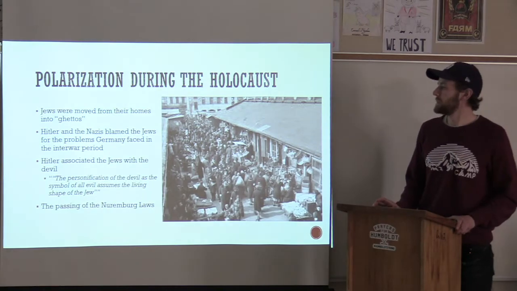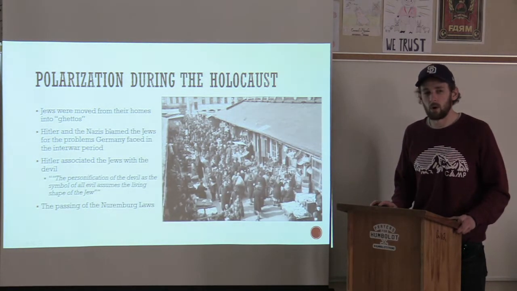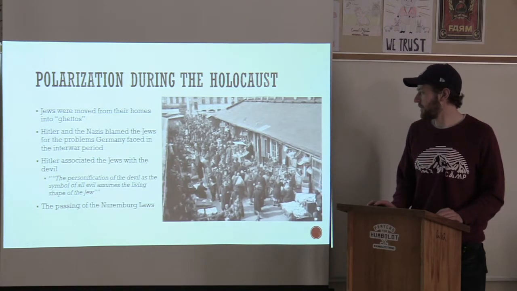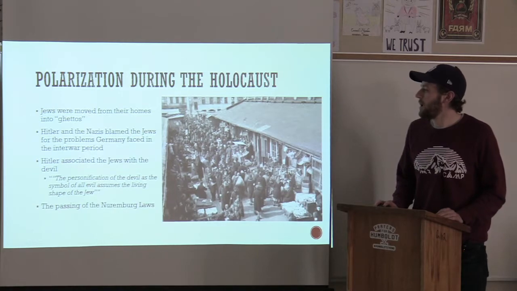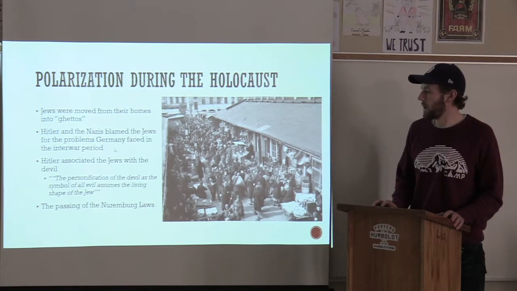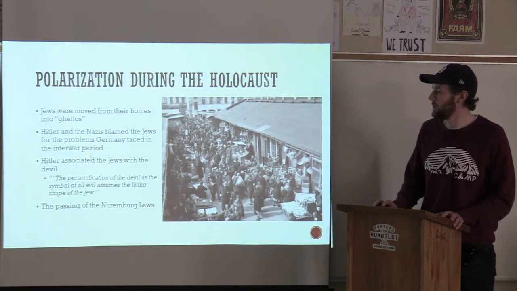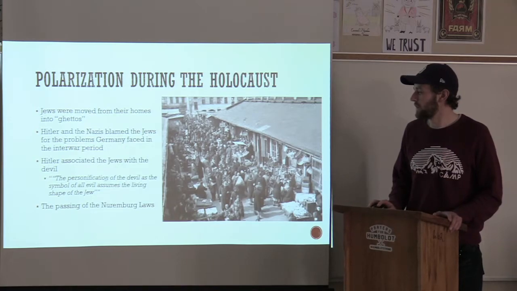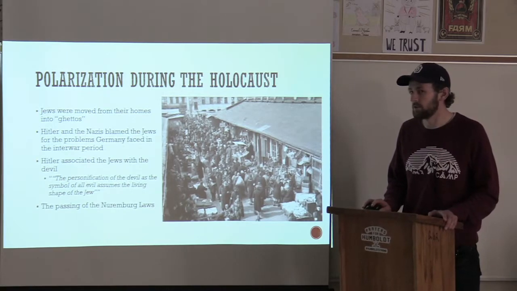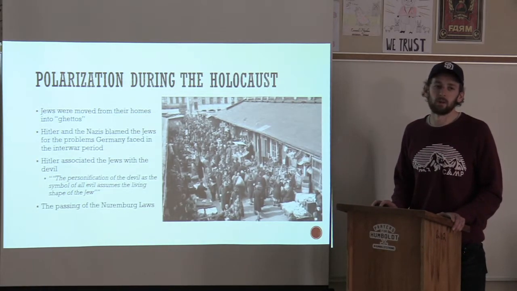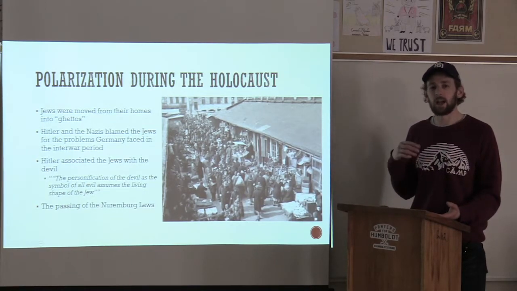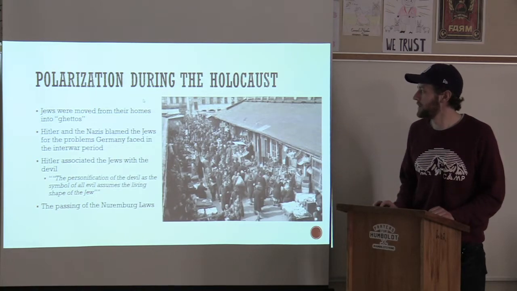So during the Holocaust, we see this polarization by moving the Jewish people from their homes, which would be embedded all throughout Nazi Europe in regular neighborhoods, into ghettos. This photo down here is a Hungarian ghetto. The Nazis are going to blame the Jews for all the problems the Germans faced during World War I and in the interwar period leading up to World War II. Hitler begins to associate the Jews with the devil. He has a quote saying the personification of the devil as a symbol of evil assumes the living shape of the Jew, and then the passing of the Nuremberg Law. All these things would start to widen that divide between Jewish citizens and Aryan citizens in Nazi-occupied Europe.